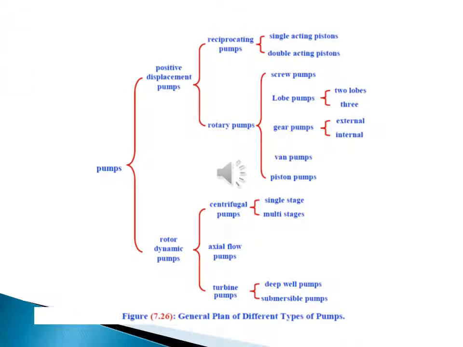Sketch of different types of pump. Look, my dear, the pump is subdivided into two main categories: positive displacement pumps and rotor dynamic pumps. The positive displacement pump is subdivided into two subcategories, reciprocating pumps and rotary pumps, while rotor dynamic pumps are subdivided into three subcategories: centrifugal pumps, axial flow pumps, and turbine pumps.